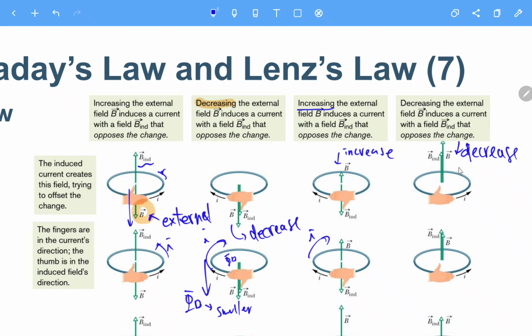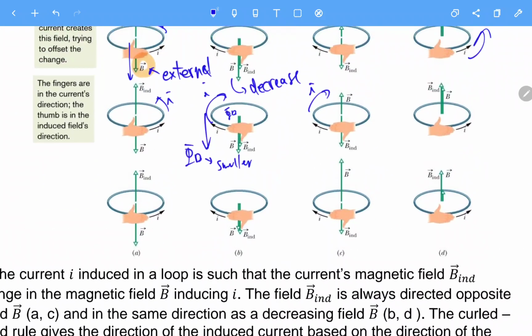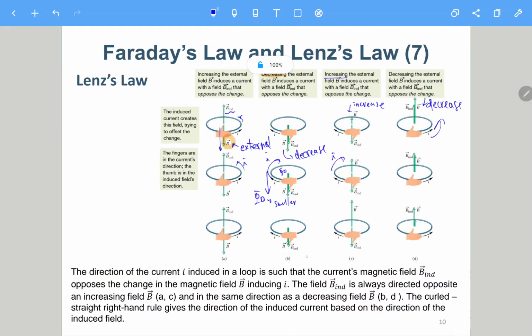So this loop will try to cancel this change. Okay, so in this case, the B induced is pointing upward. Okay, using the right hand rule, your thumb pointing upward, your forefinger will be counterclockwise. So simply speaking, these two have the same induced current direction.